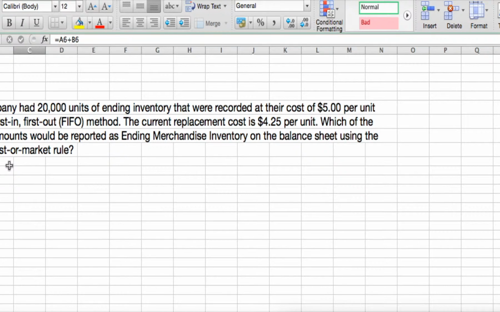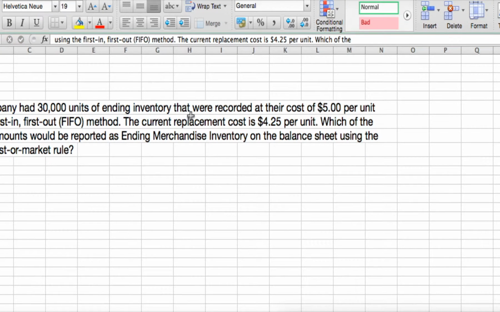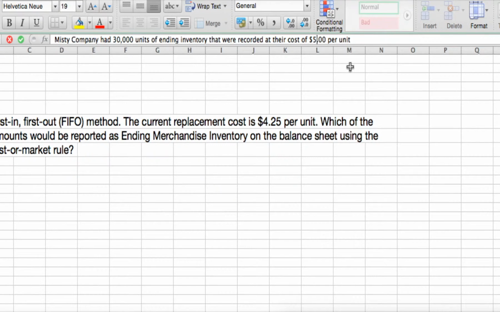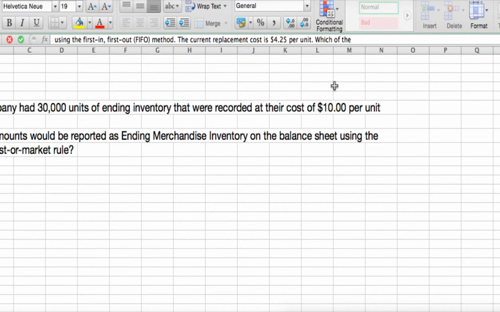Okay, so moving on to the second question. Misty Company had 20,000 units. We'll go ahead and change that. Again, not a huge deal here. It's more the concept. But since this is the number on your midterm, I'll change it to 30,000. And I'll change the cost per unit here to $10 per unit. And the replacement cost to $9.25 per unit.